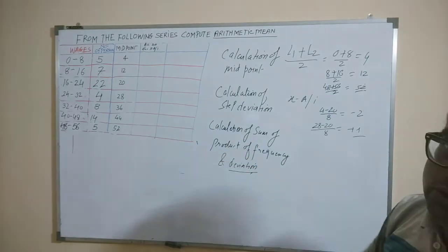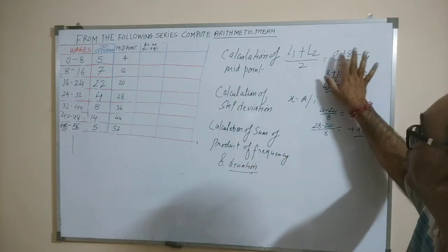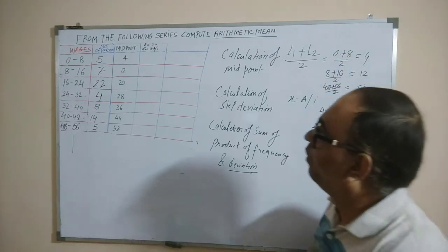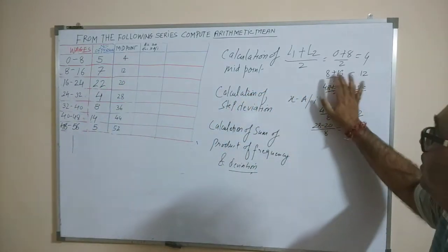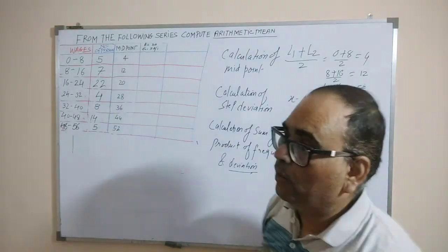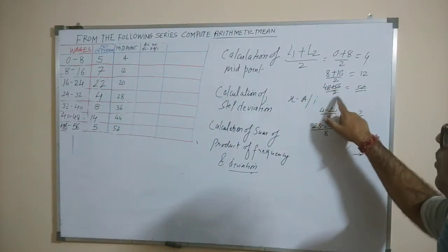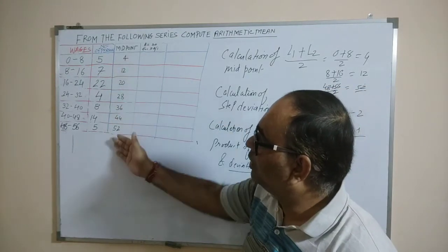The first class interval is 0 to 8. So L1 will be 0 and L2 will be 8. So 0 plus 8 upon 2, the midpoint will be 4. Next midpoint will be 8 plus 16 upon 2, 12. Going further, the last midpoint will be 48 plus 56 upon 2, 52. Likewise, we calculate all the midpoints.